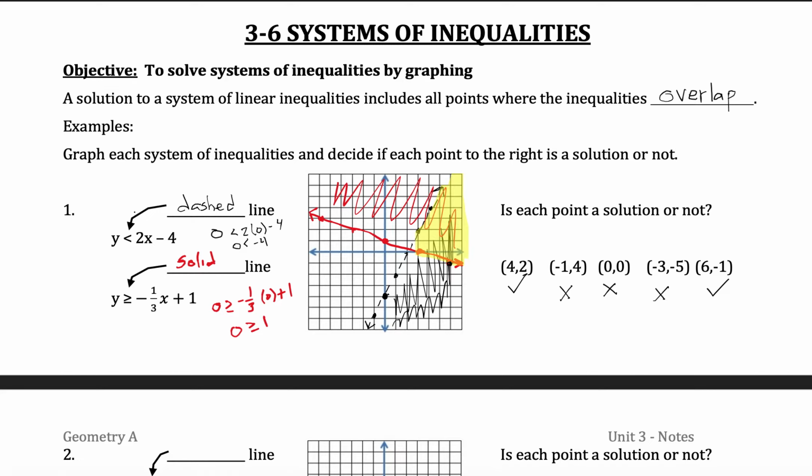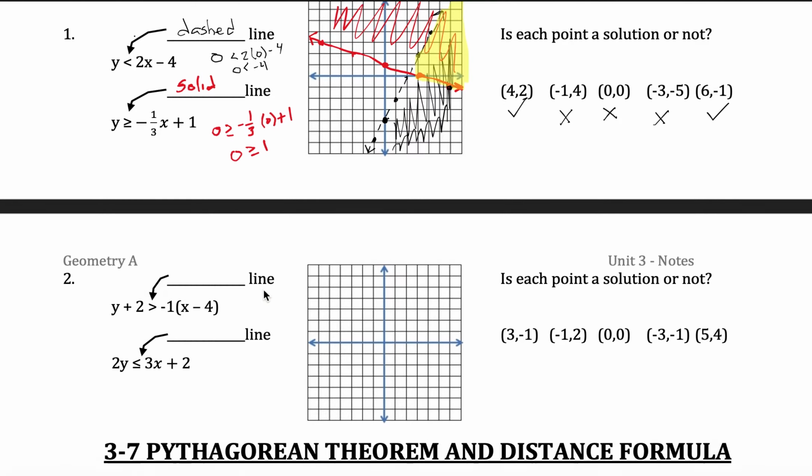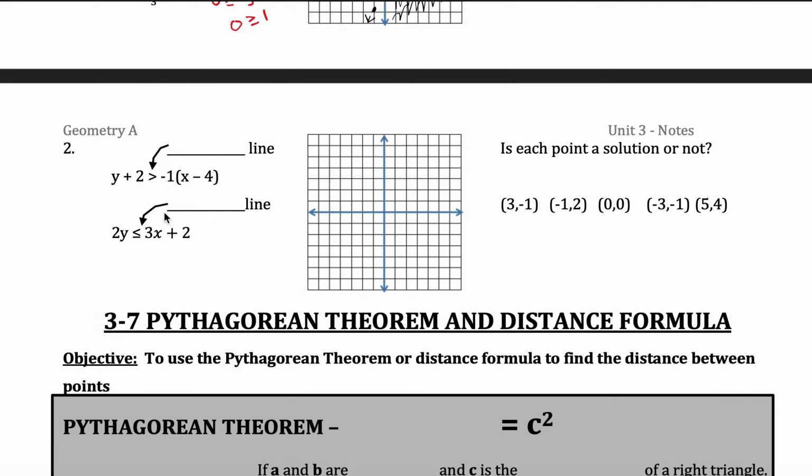Taking a look at our next example, example number 2, again, we have two inequalities that we're dealing with. So when we look at the first one, the first thing I'm going to notice is that I have a greater than sign, all right? I'm also going to notice that this is in a different form, so I want to be careful of that. There's two ways you could do this. You could turn this into slope-intercept form if you chose to, or you can just graph the line in the point-slope form. So we'll just keep it in point-slope form.